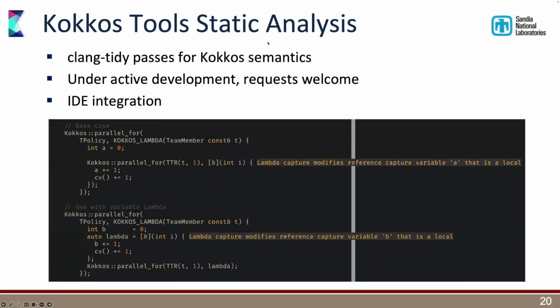And a quick example for the static analyzer. You see, it's just going to give you some information as you work in development. You're modifying a reference captured value that is local. This is using a lambda, and it's saying to capture it by reference instead of by value. With that, I think I'm going to switch to questions, running a little bit ahead of time.